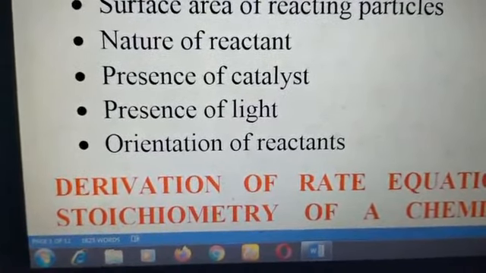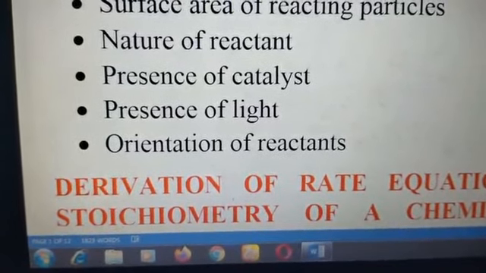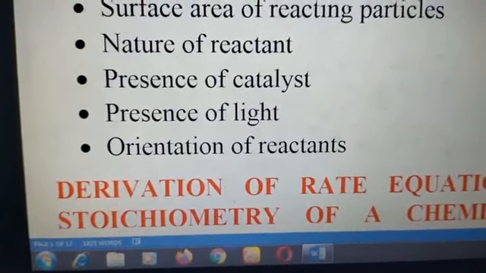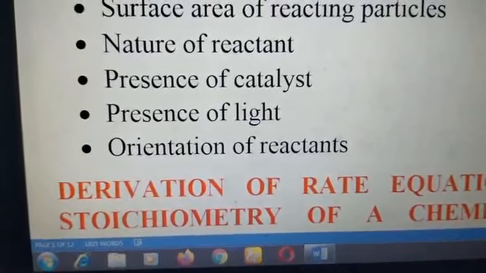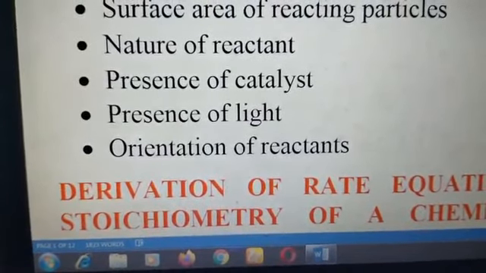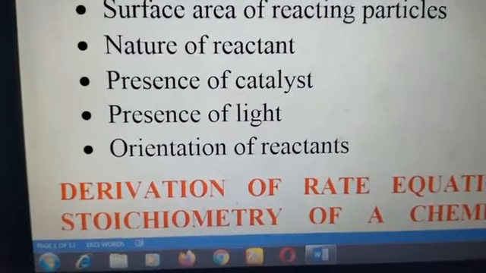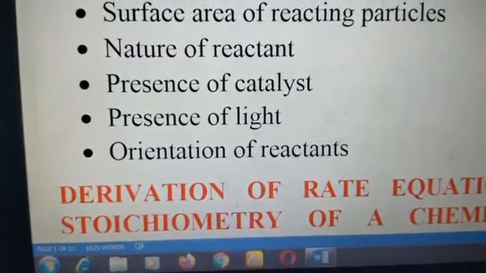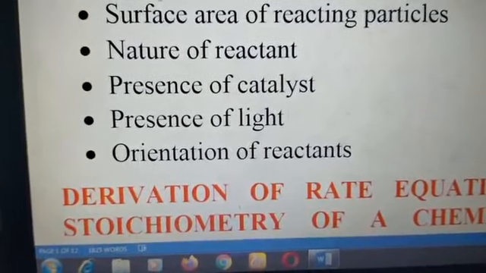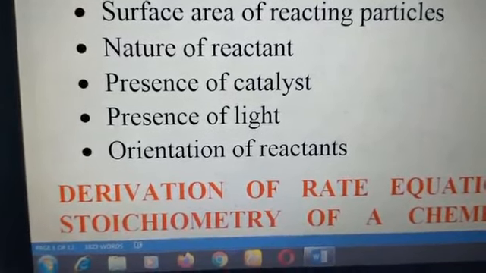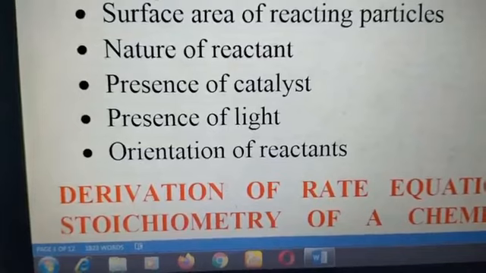A positive catalyst speeds up a reaction by decreasing what we call the activation energy. The activation energy is nothing but the minimum amount of energy required by reactants to form products. So it will decrease this energy and make the reaction occur faster, while a negative catalyst will increase the activation energy and slow down the rate of reaction.